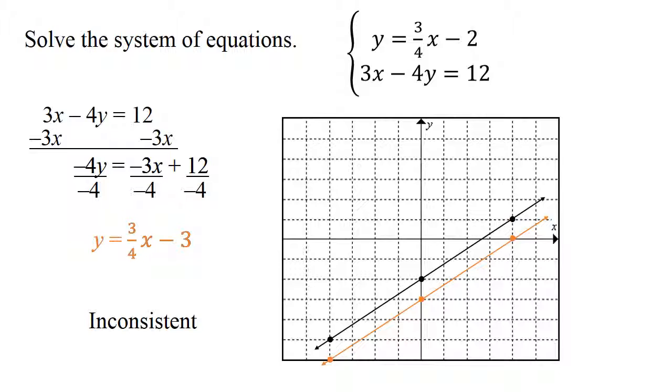Right, so that's how you do that. You can have a system that's dependent and you draw two lines right on top of each other. If it's an independent system, unless we're specifically asked to identify the type of system it is, we usually just state what the solution is. We don't say it's independent. Right, so that's how you solve systems of equations.